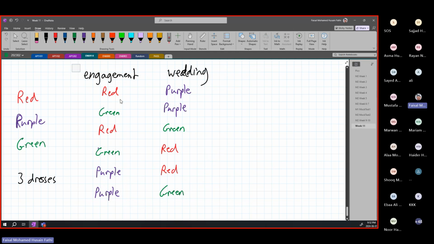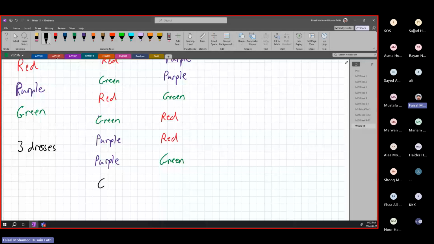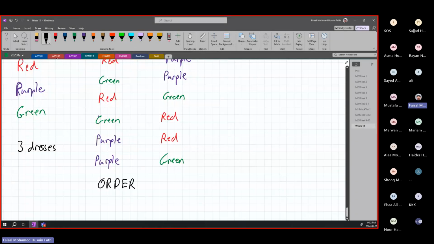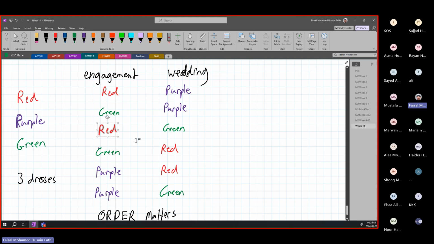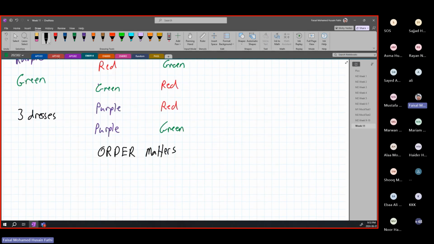Okay? If you notice here, this is what we mean by order is important. Order here matters, because there is a difference if we wore red for the engagement and then green for the wedding, or wore green for the engagement and red for the wedding. All right? So they're 2 different things. So the order of this matters. It matters if you chose the red first and then the green, or the green first and then the red. When order matters, you use something called permutation.